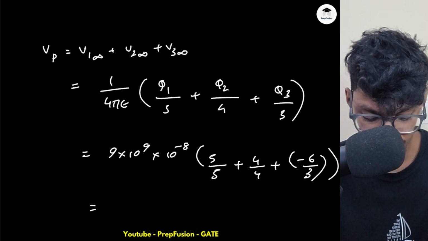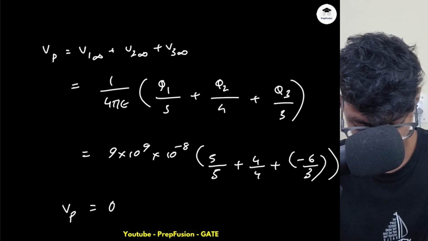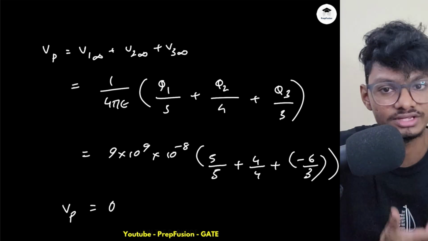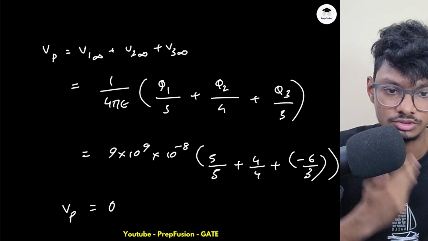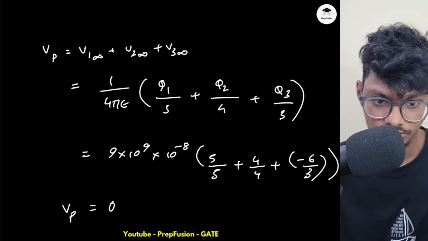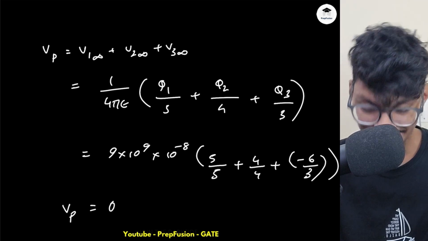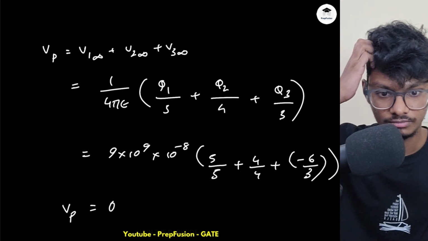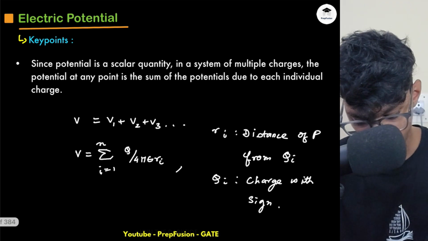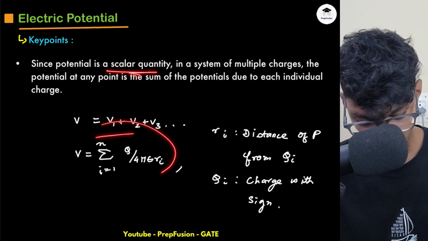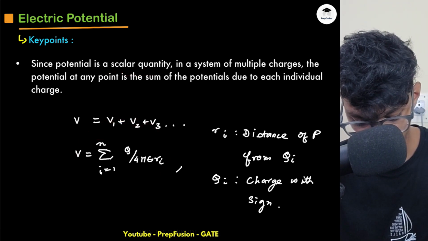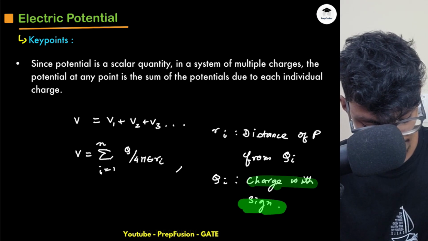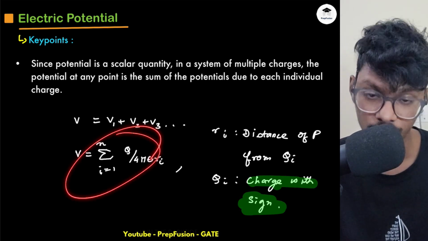So overall, what will this become? This will simply become 0. So potential at this point will be 0. So this is also a reference point. Okay, this will also come out to be 0. This is also a reference point. Okay, so as it is a scalar, it will simply be a sum of all the potentials. As written here, as potential is a scalar quantity, it will all be a sum, but for q, you have to understand that charge with sign, you have to write your q with sign. You cannot ignore the sign.